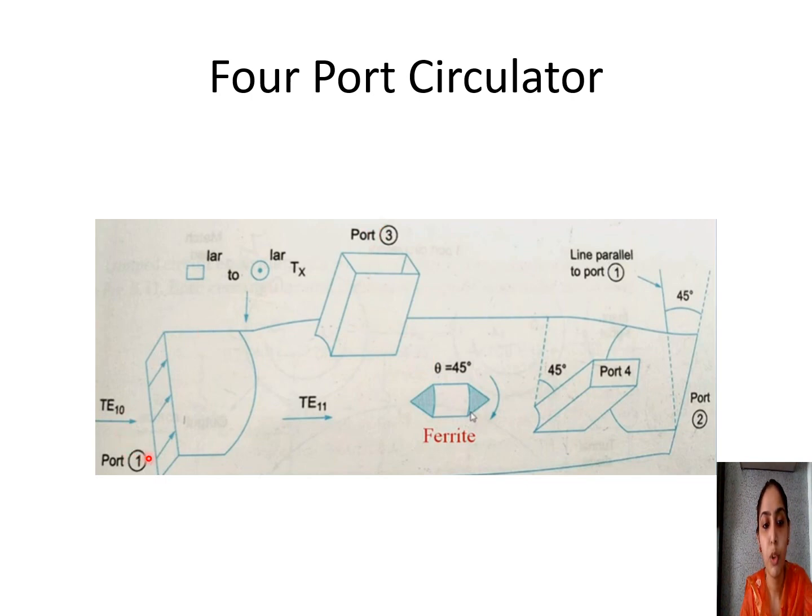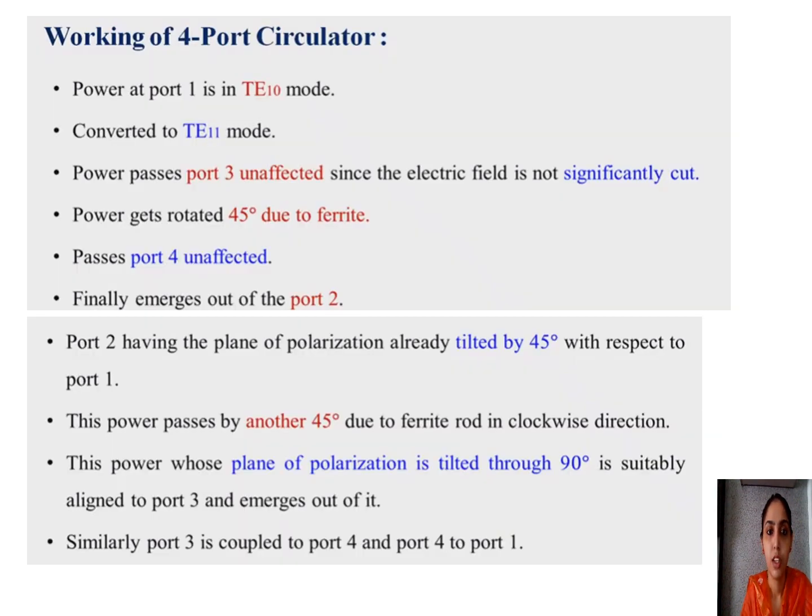So input from port 1 comes at port 2, from port 2 it goes to port 3. So again this will continue from port 3 to 4. So only in a circular one directional manner the 4-port circulator is going to work. So here in words I have explained once more the working of the 4-port circulator. You can go through it.